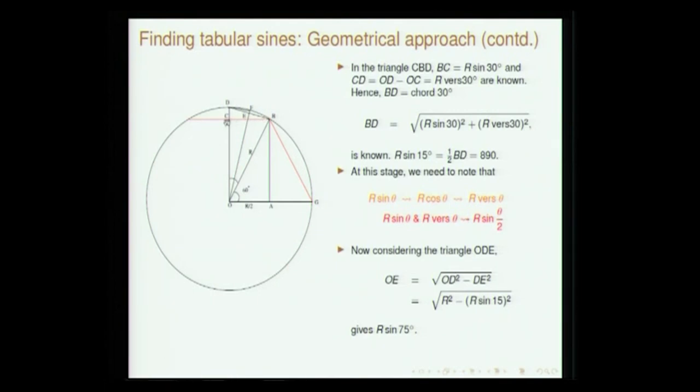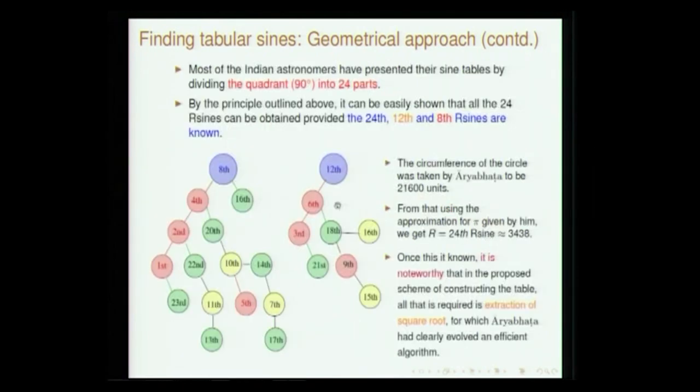So r sin 30 is known, and therefore this CD is also known, r cos 30 is known, and then r minus r cos 30, which is verse sin, is known. So BC is known, CD is known, and therefore this hypotenuse BD is known, and from BD you get sin 15 degrees. So sin 30 is known, sin 15 is known. And this general principle, sin theta to cos theta, cos theta to verse theta, and from these two you get sin theta by 2. So this is the principle. And so as I showed you, the table goes like this.